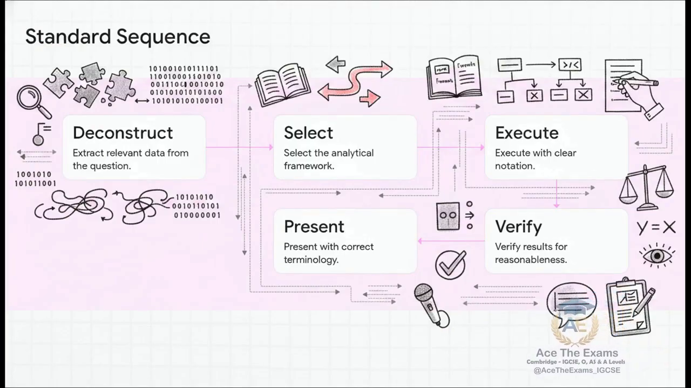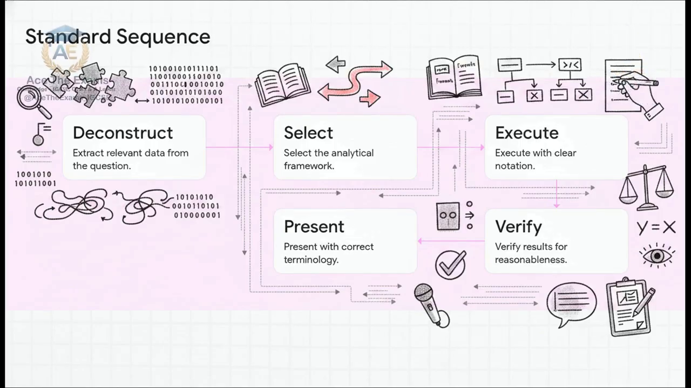Deconstruct the question and extract the data. This means command word decoding. If the question says evaluate, you cannot just describe. Step 2, select the analytical framework, like our peel method. Step 3, execute with clear notation. Write your steps out cleanly. Step 4, verify your results and check for reasonableness. Does your firewall logic actually make sense in the real world?